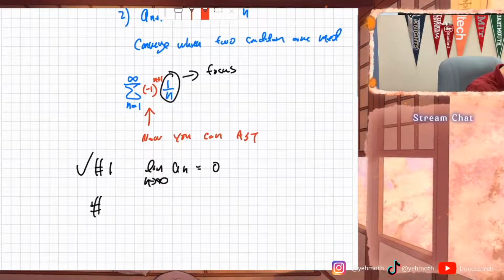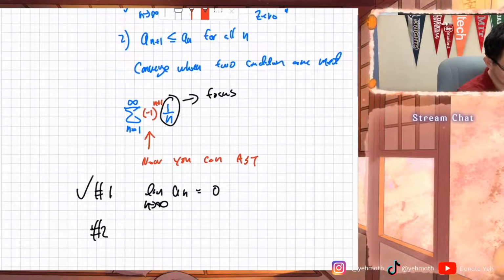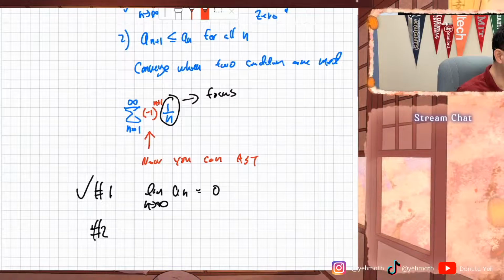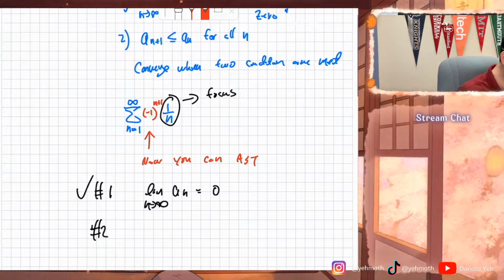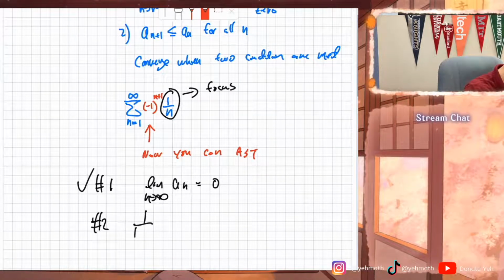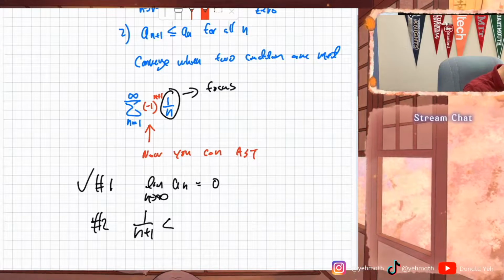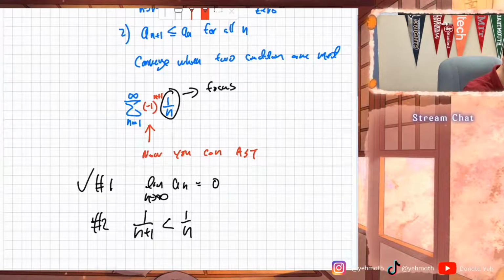How about the second condition? a_(n+1) is less than a_n. So in this case, 1 over n plus 1 is less than 1 over n.